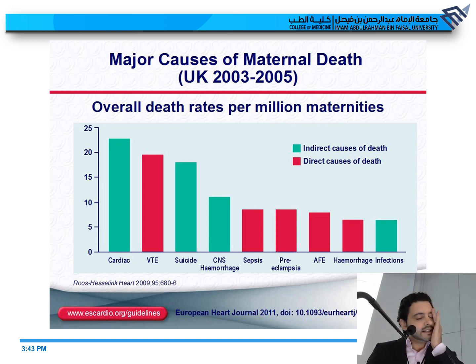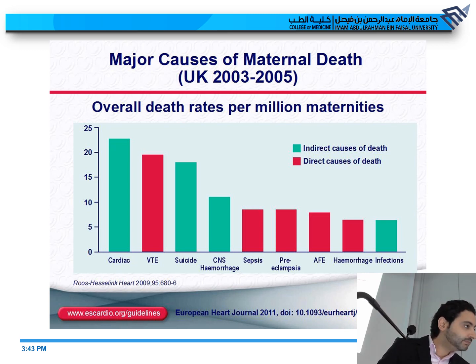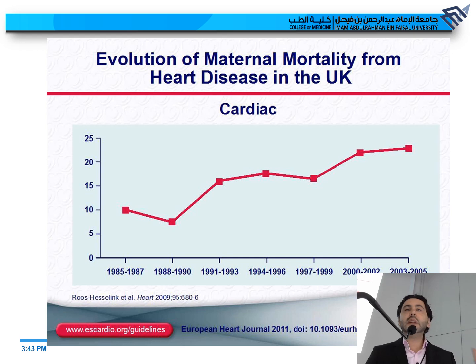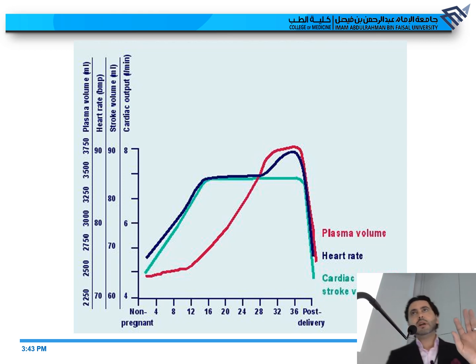This is a UK study. It shows the overall death of the mothers. And as you can see, let me see if I can get a pointer. Yep. The cardiac cause is the majority. Then thromboembolism, venous thromboembolism, then suicide, and so on. So cardiovascular is very important. Not only that, it is prevalent. It is increasing with time. Again, you start in 1987, it was around 10% of the causes of death in the mother. Now, 2005, a few years ago, it exceeds 20%. So we know now it's important.